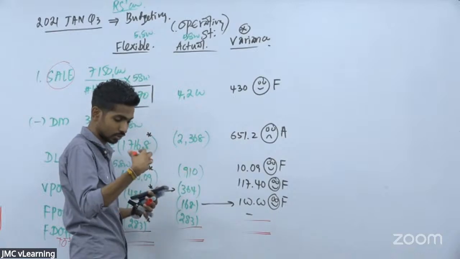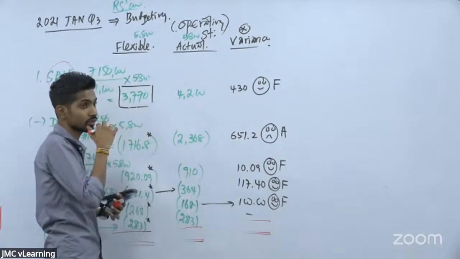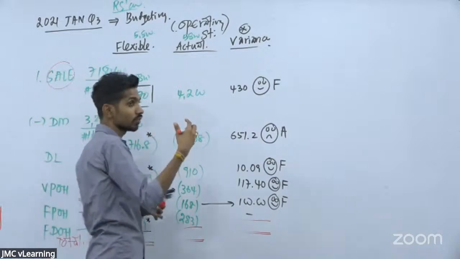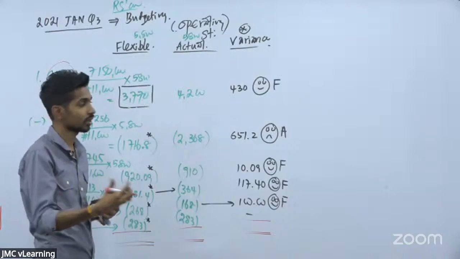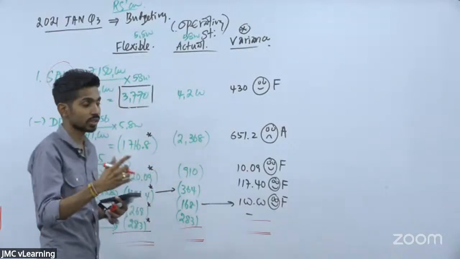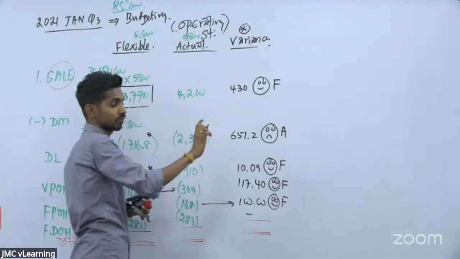We are planning to collect some money, that is 3,770. But actually what we could realize based on the market is how much? 4,000. That is in excess of our expectation. That is the favorable. That is the revenue side.